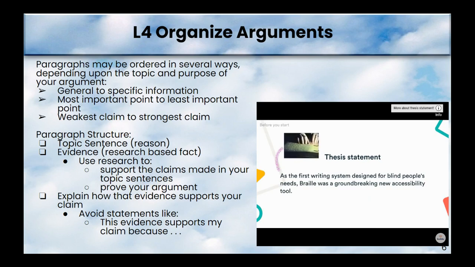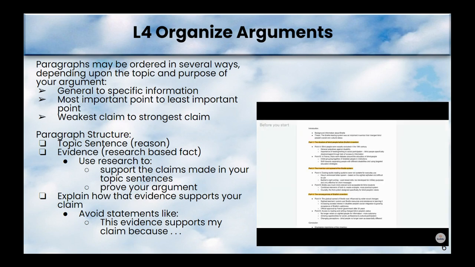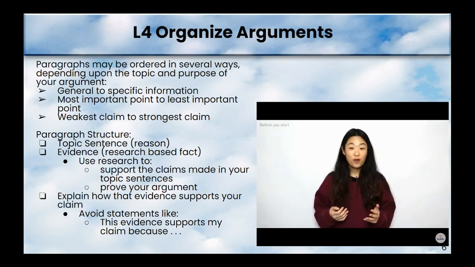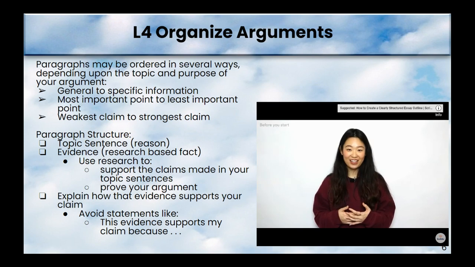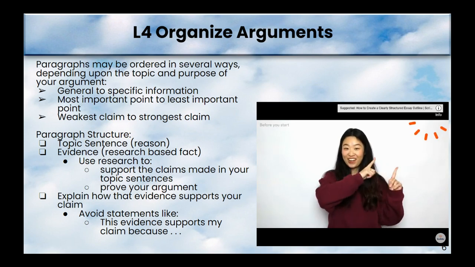As the first writing system designed for blind people's needs, Braille was a groundbreaking new accessibility tool. And the outline sketches out the main ideas you'll cover. It helps you organize your thoughts and plan the order of information. We also have a video on how to create your essay outline. If you haven't watched it yet, check it out here.